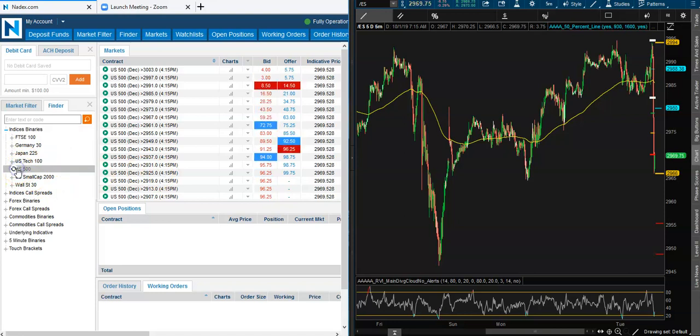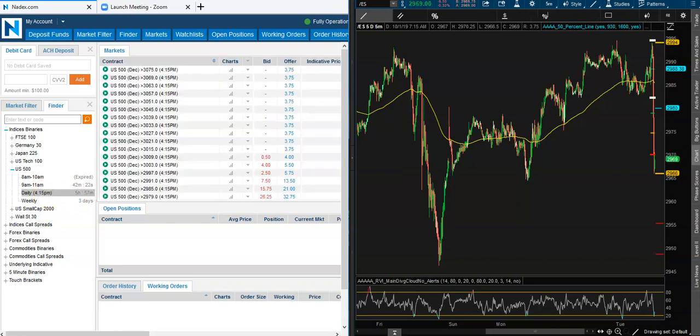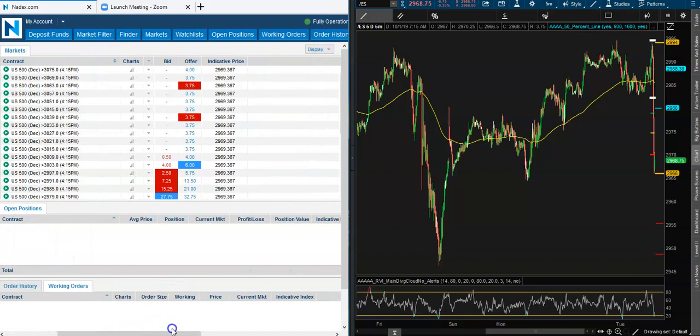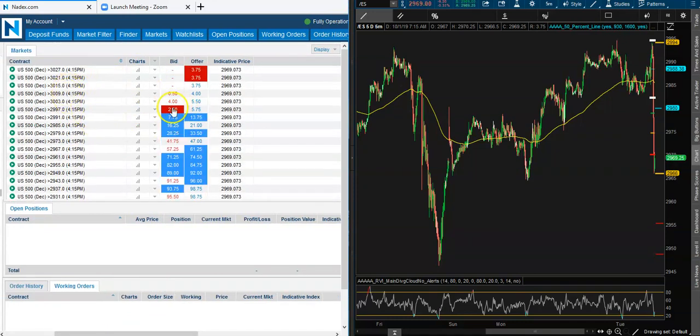Okay, so right now, if you just come over here, click on indices, US 500, and these are different ones we're going to do. For right now, we're just going to do the dailies that expire at 4:15 Eastern time. Right here we have all of the binaries that are actually active. Indicative price is the same exact price you can see over here for the E-mini S&Ps.